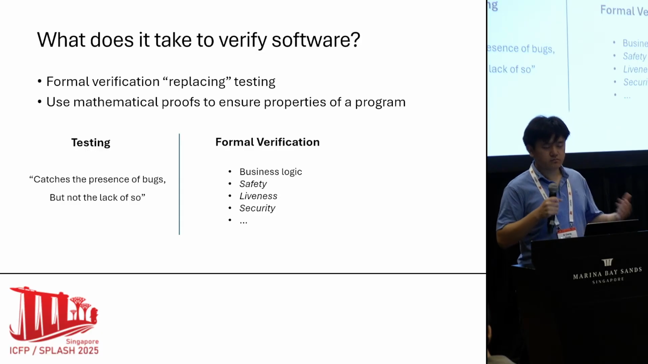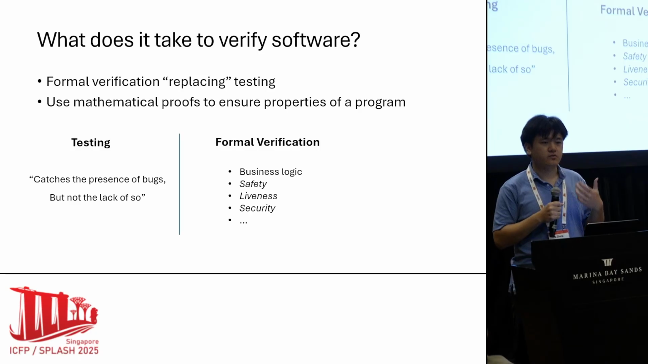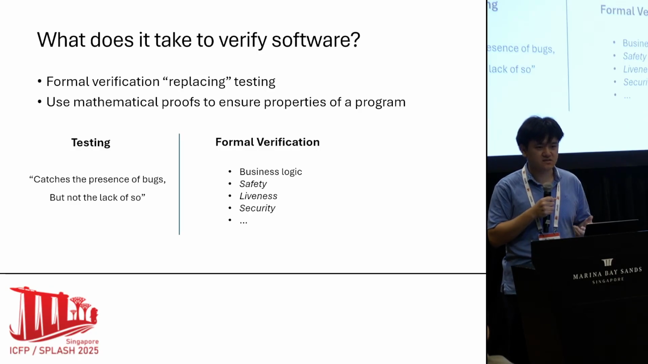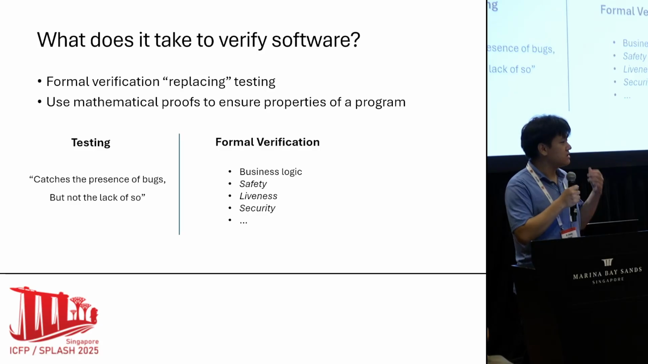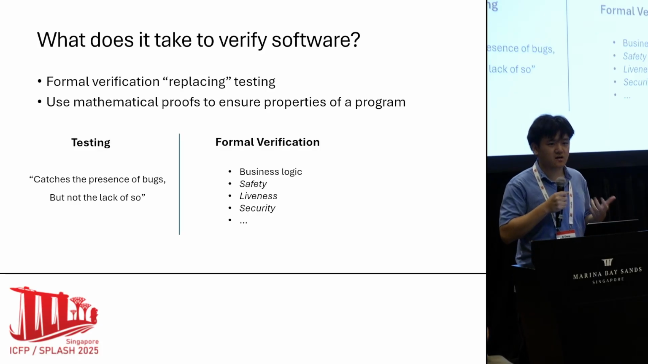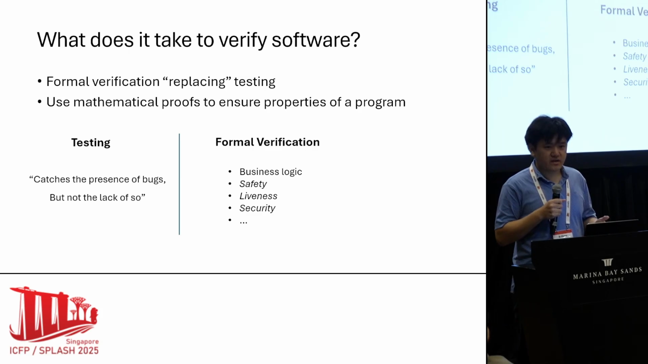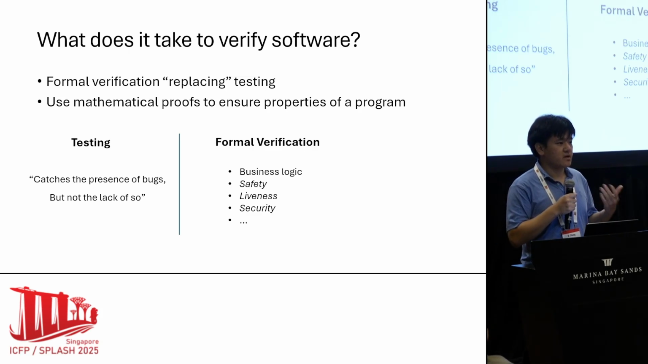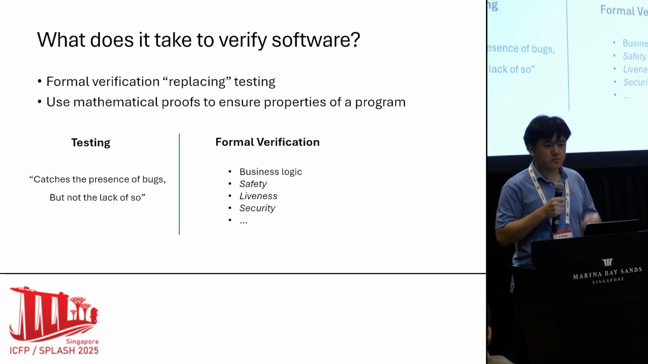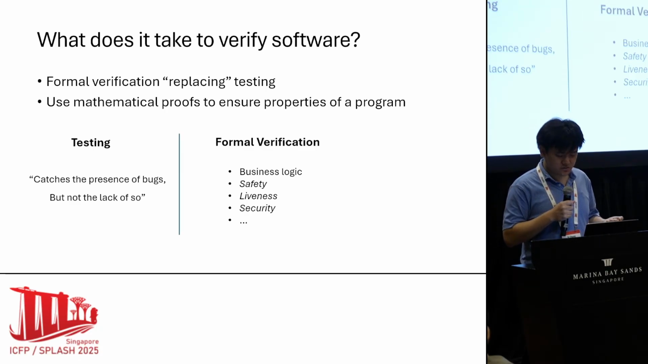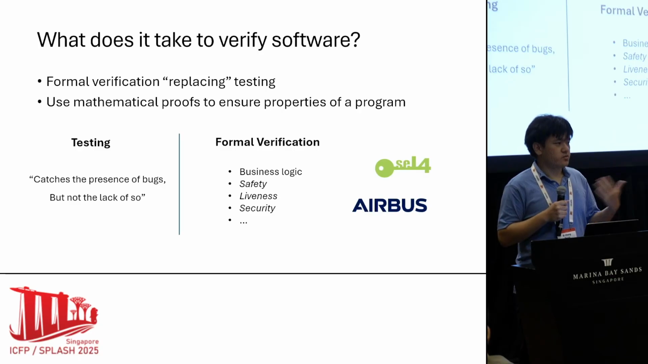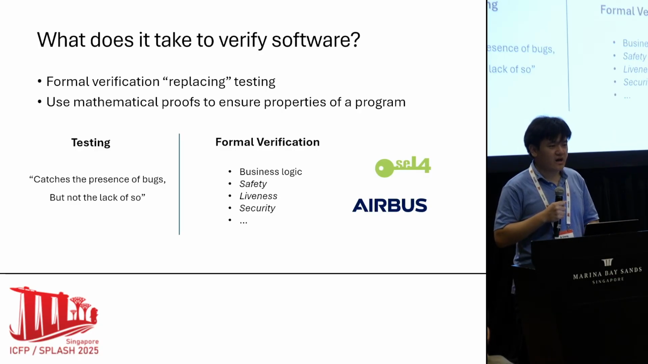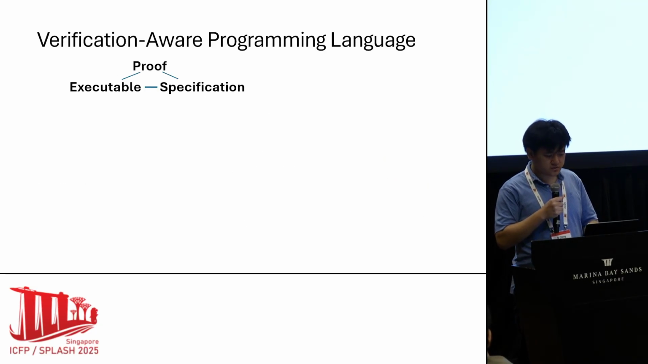In usual software development, we try to make reliable software through test cases. However, those only capture the presence of bugs, but not the lack of any bugs. Whereas in formal verification, we translate the program behavior into a mathematical model where we then do reasoning and prove properties such as safety and liveness that are hard for test cases to catch. Some real-world examples that require high assurance are flight control systems or OS kernels.